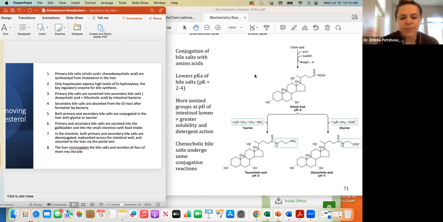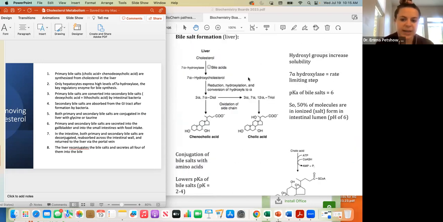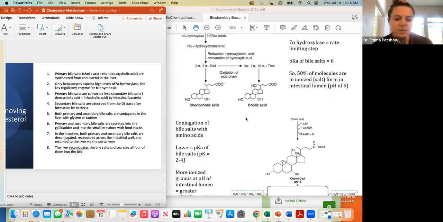They are also both going to be secreted from the gallbladder into the small intestine with food intake. And both primary and secondary bile salts in the intestine can be reabsorbed and returned to the liver via portal circulation. The liver will then reconjugate bile salts and will secrete all 4 of them into bile again. So your primary and your secondary bile salts can all be secreted from the liver into bile, all secreted from bile into the small intestine, and then from there be utilized or recycled.